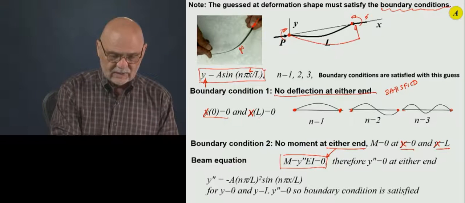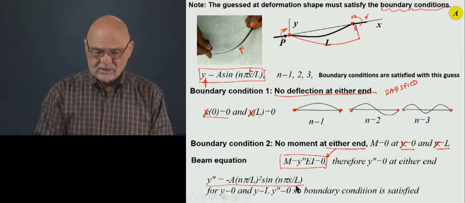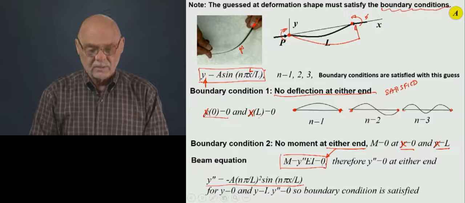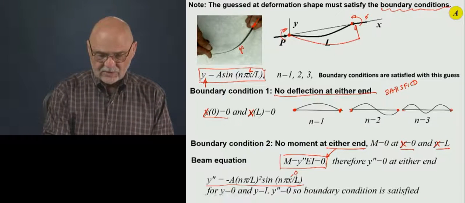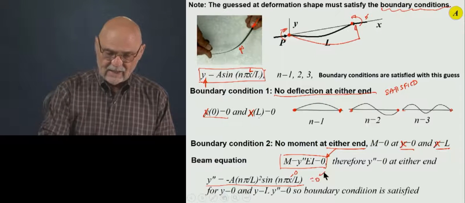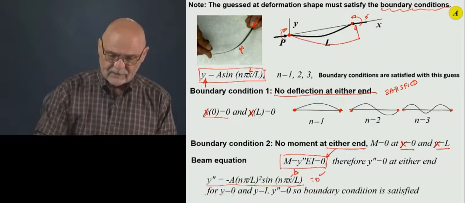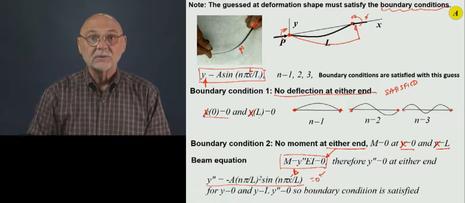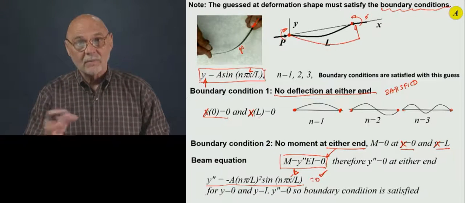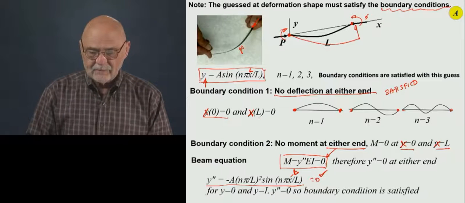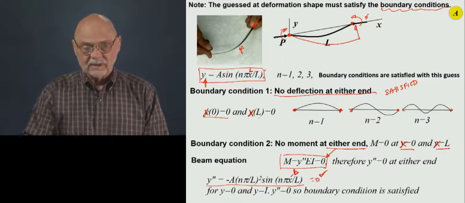Okay, so when we put in y double prime, this has to be 0 at either end of the beam. So when I put in x equal to 0, then this does equal 0, so that's fine. And when I put in x equal to L, it's also 0. So without really knowing it, we satisfied all the boundary conditions. Okay, we'll have to do this with the plate as well.